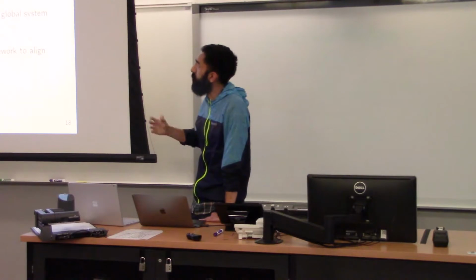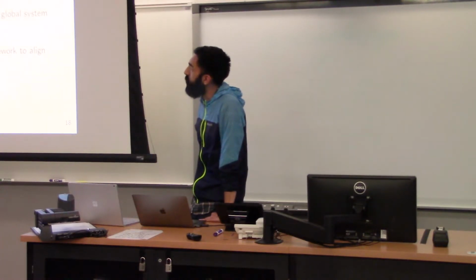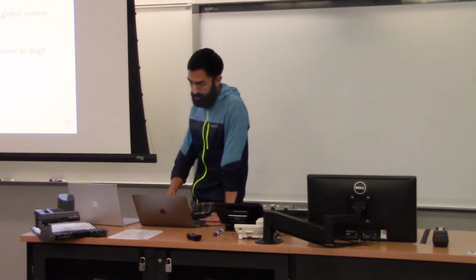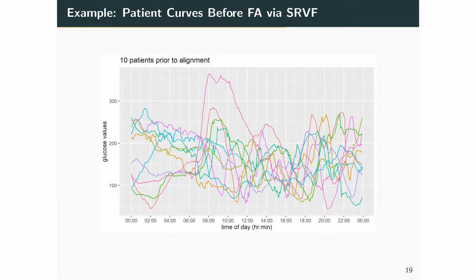There are a number of functional alignment frameworks out there by which you can do this functional alignment step. We ended up choosing a square root velocity function framework to align our patient curves. It's well studied in the shape analysis literature, and it confers nice properties in ways that some other frameworks do not. So we can take a look at what this SRVF alignment is actually doing with some example patient data.